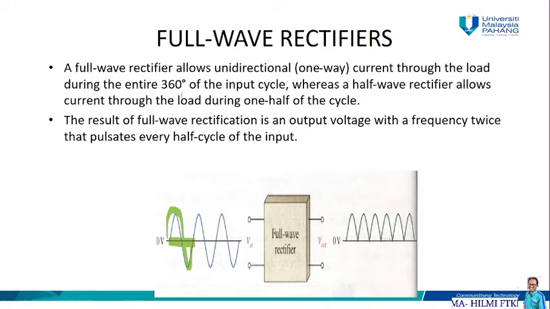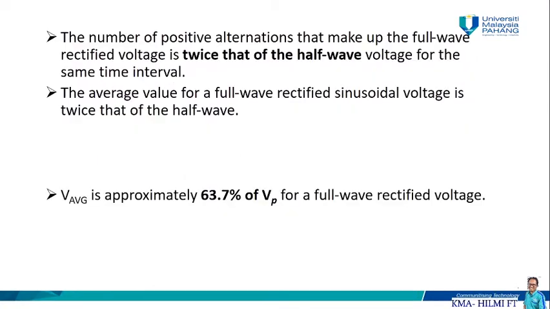The result of full wave rectification is an output voltage with a frequency twice that of the input, pulsating every half cycle of the input. So you can see that the frequency here is twice, with a pulse every half cycle of the input. This is the full wave rectifier characteristic. The number of positive alternations that make up the full wave rectified voltage is twice that of the half wave voltage for the same time interval. So it will be twice.